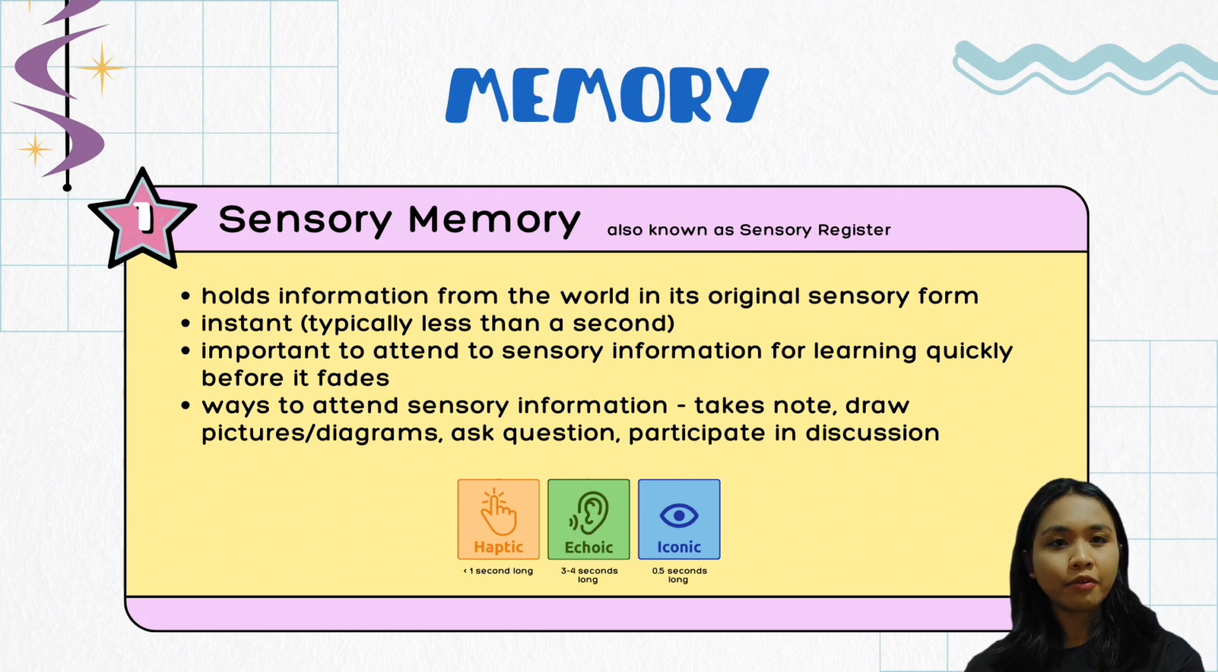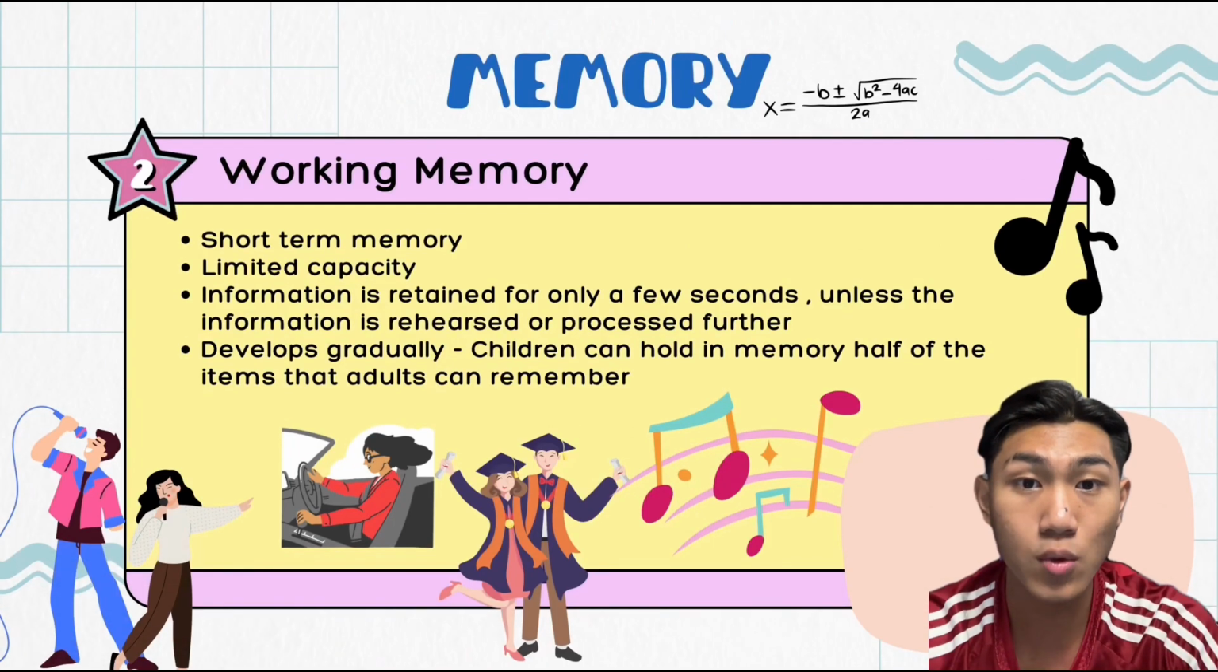Haptic memory, which is involved in our sense of touch, can hold information for less than 1 second. Echoic memory holds it for 3 to 4 seconds. Iconic memory holds it for 0.5 seconds. The next one is working memory.